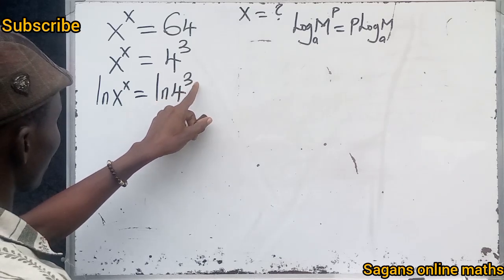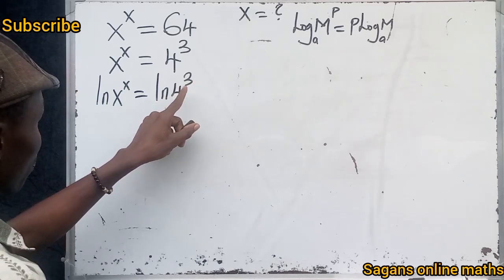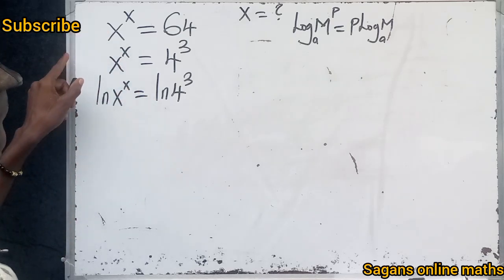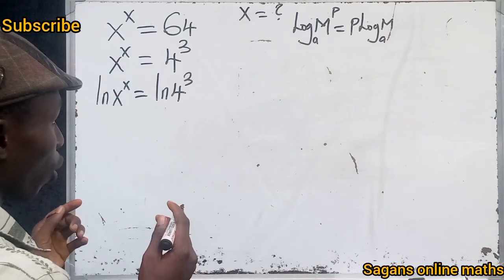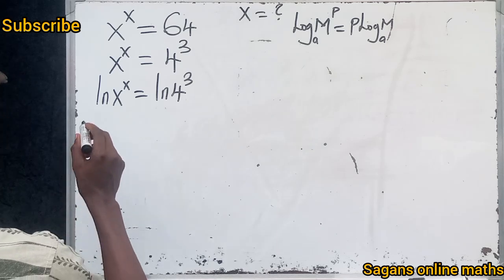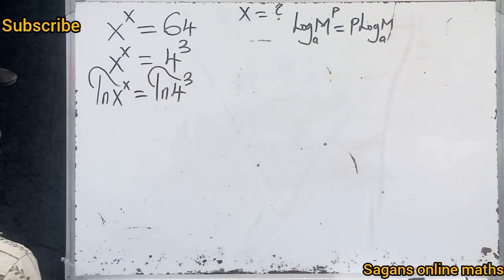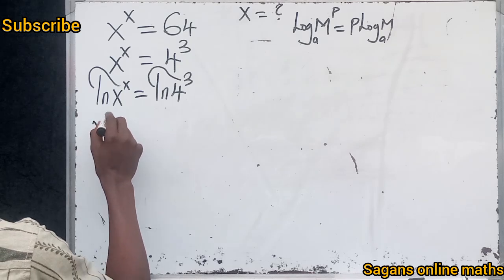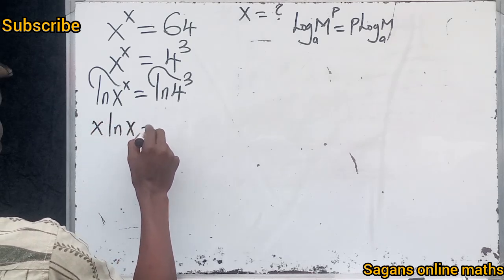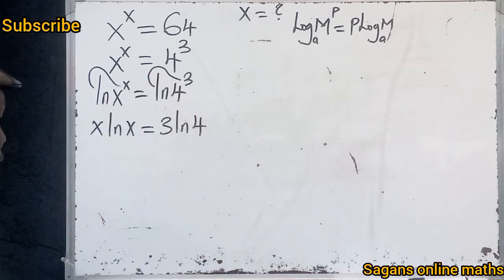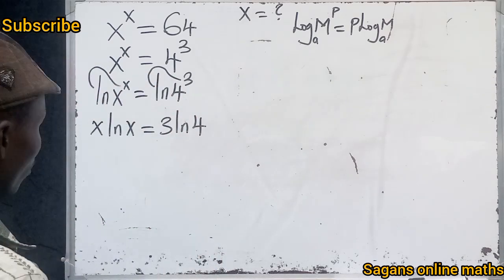So if you are having ln of 4 raised to the power of 3 in base e, this power here will go back to multiply the ln. Don't forget. They have the same polarity. They are obeying the same law. So this 3 will go back to multiply the ln. So now this is x ln x equals 3 ln 4.